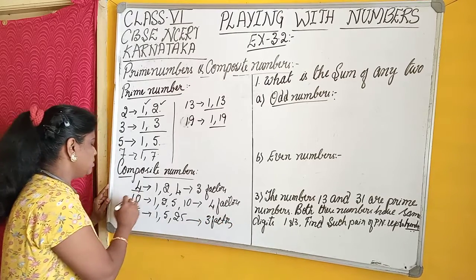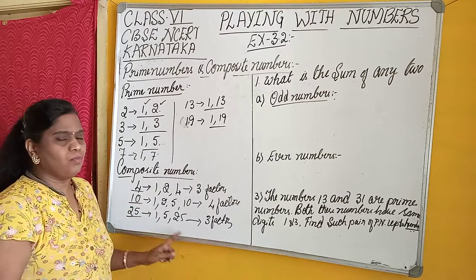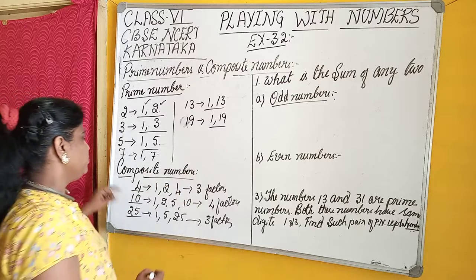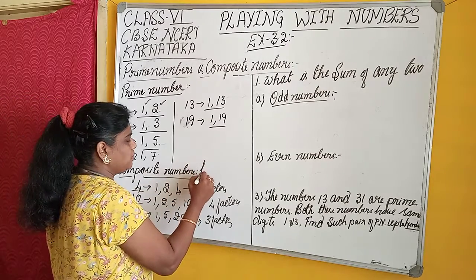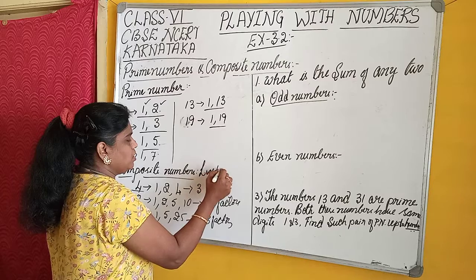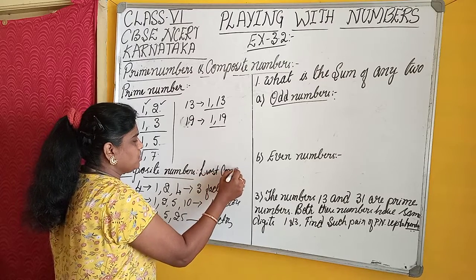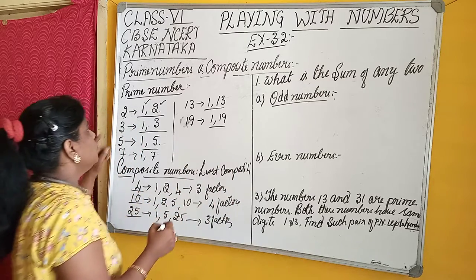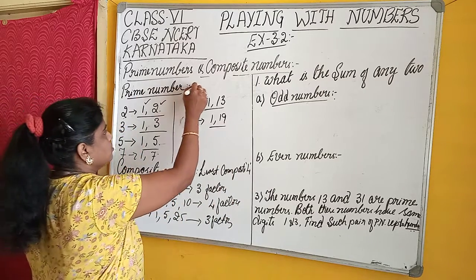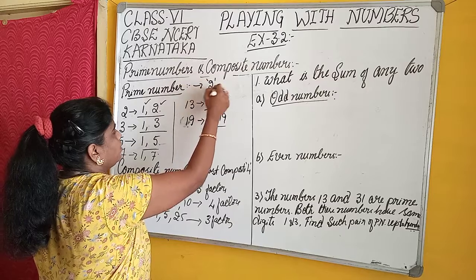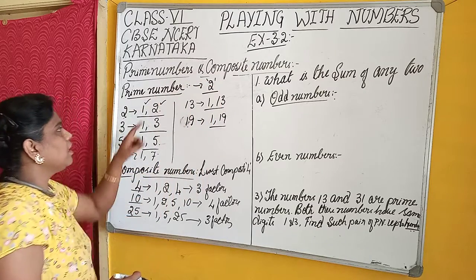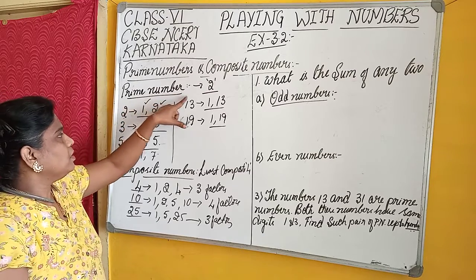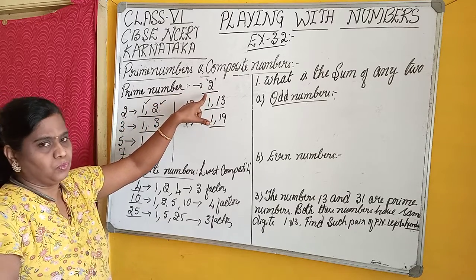The numbers which have more than 2 factors are called composite numbers. The least composite number is 4. But the least prime number is 2 only. While studying prime numbers, the least prime number is 2.